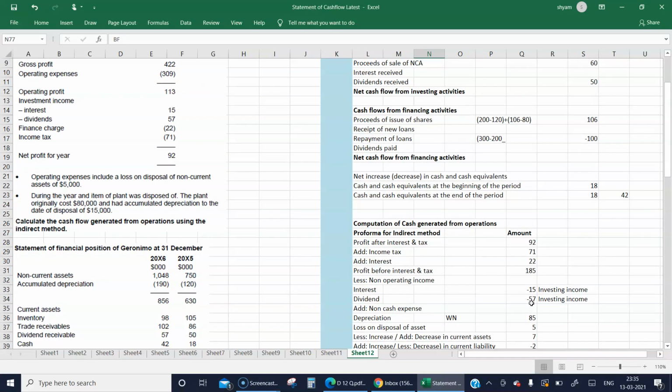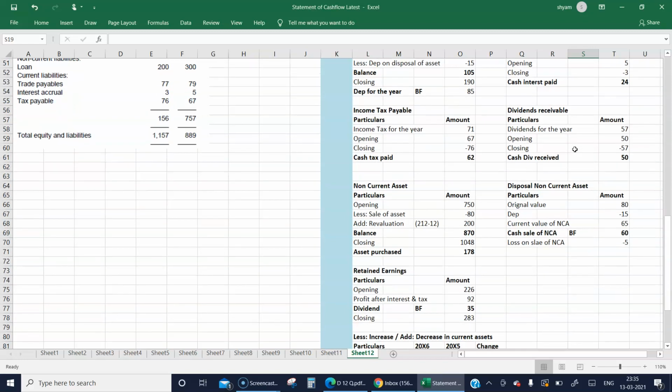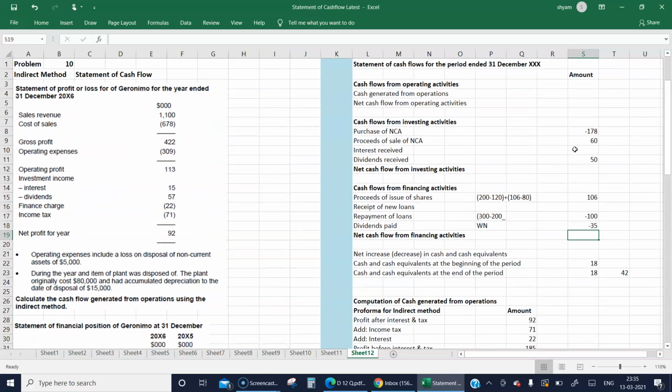So 35 we have to put as dividend paid. Where is dividend paid? Here we have it. If you check the working note, we'll get the answer. So our number is 35, I think. It is paid, so it is minus 35.